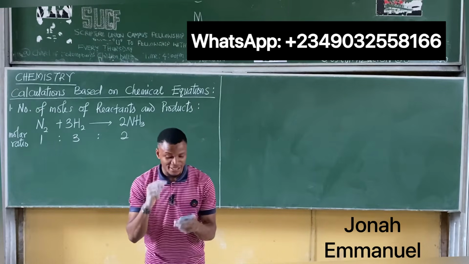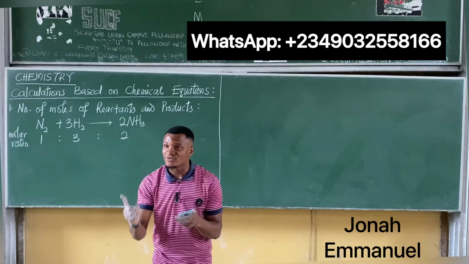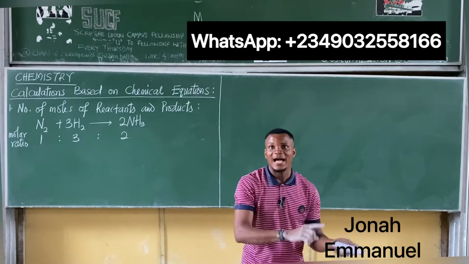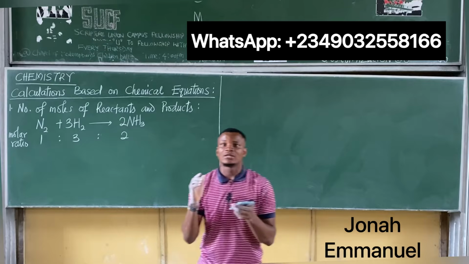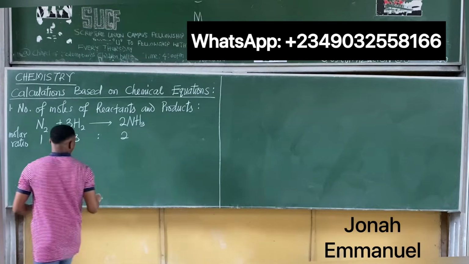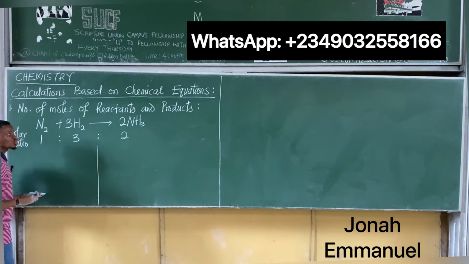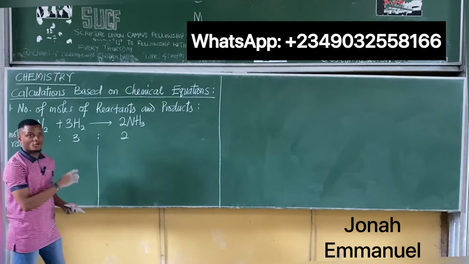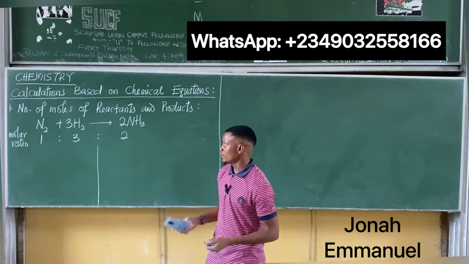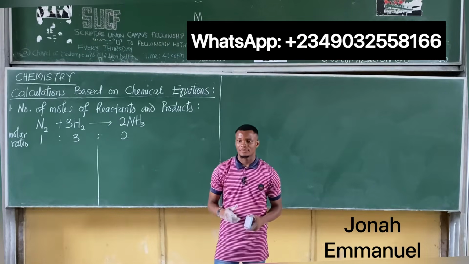No matter the number of products and reactants in the equation, they will always narrow your mind to 2. The 2 in this equation are hydrogen and nitrogen. How many moles of hydrogen are required to react with 300 moles of nitrogen? So in this case, I'll simply narrow my focus to hydrogen and nitrogen. All right, if you're here, take down this statement.